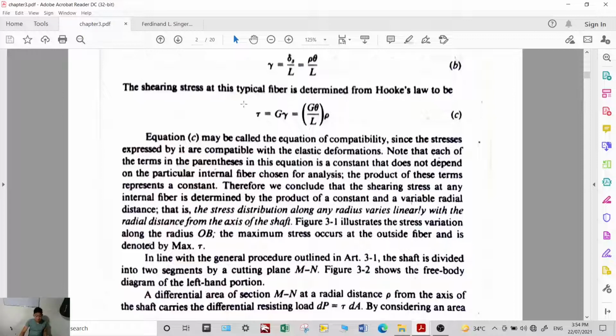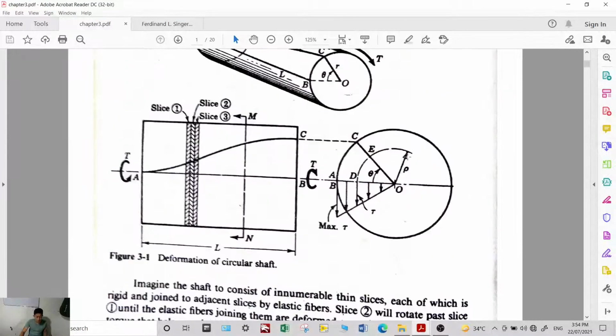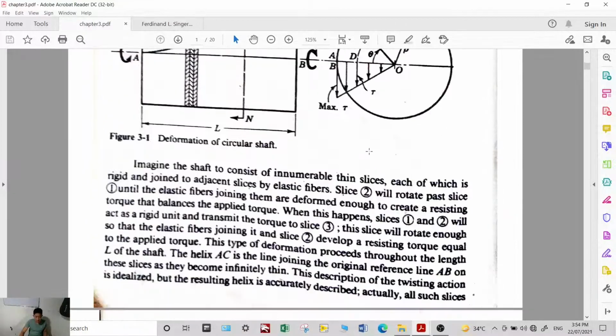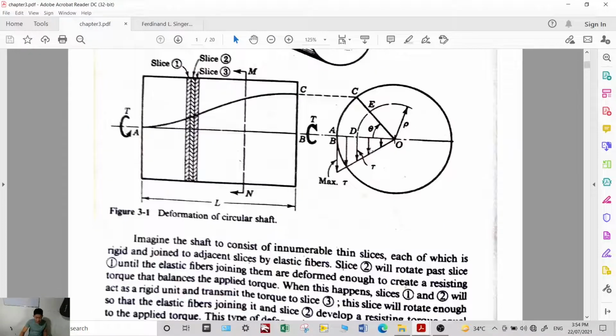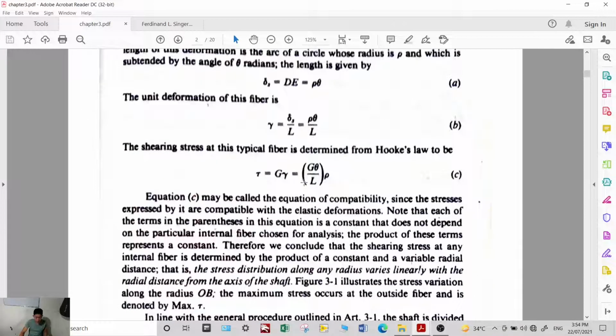Now, this equation C is the torsional shearing stress for the fiber represented here, okay? Or in other words, you can find the stress at any fiber using this equation. G times the deformation angle over L times the radius or rho.